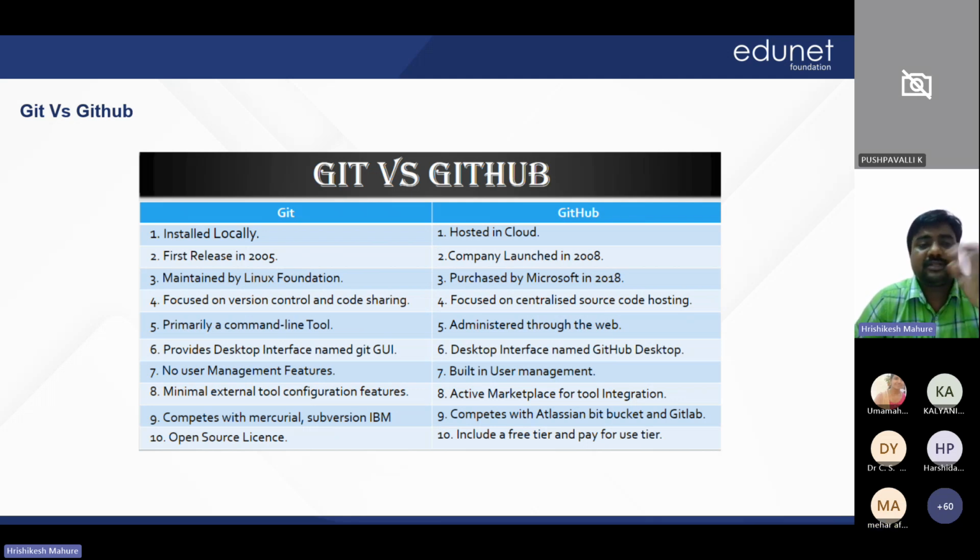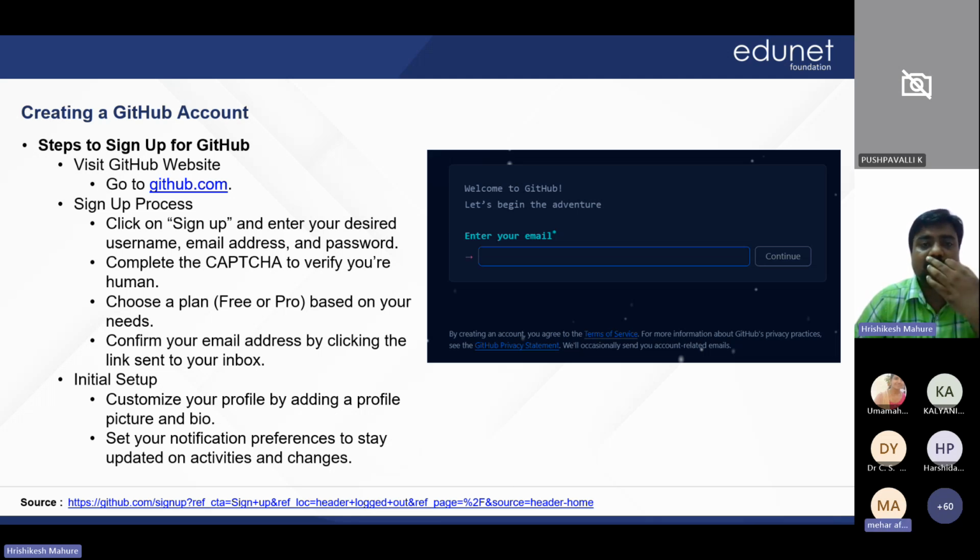So now, without wasting so much time on theory, we can directly do one thing. We will see how to create an account on GitHub, and then second, we will see how to download Git. Does anyone have a difficulty up to here?